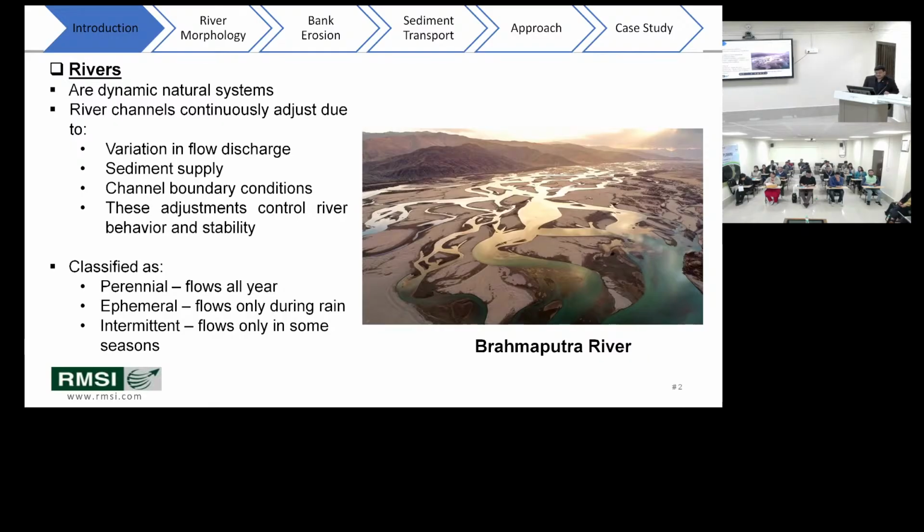Coming to the introduction, rivers are dynamic natural systems which maintain their flow due to flow variation and sediment supply, and are classified into three types. Perennial rivers are those which flow all year, in all months. Non-perennial rivers flow only during the rainy season, and intermittent rivers flow only for a few months in a year. We can say the Chambal river flows only for a few months in a year.